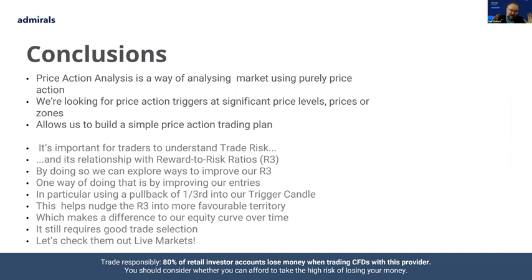So to conclude, price action analysis is a way of analyzing markets using purely price action, kind of self-explanatory there. And we are looking for price action triggers at significant price levels, prices or zones. It allows us to build a very simple price action trading plan. However, as traders, it's important for us to understand trade risk and its relationship with reward to risk ratios, the R3 number. And by doing so, we can start to explore ways to improve our reward to risk ratios. One way of doing that is by improving our entries, and in particular, using a pullback of one third of the way into our trigger candle. That often helps nudge the R3, the risk reward ratio, into a more favorable territory for us, which makes a good difference to our equity curve over time, over a large sample of trades.